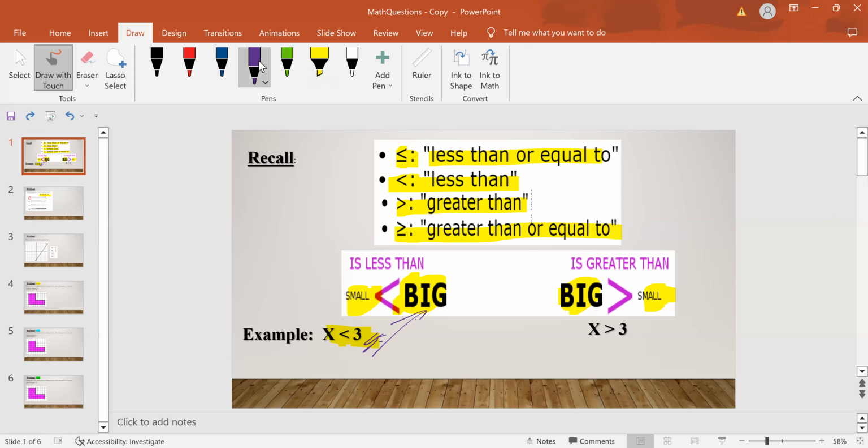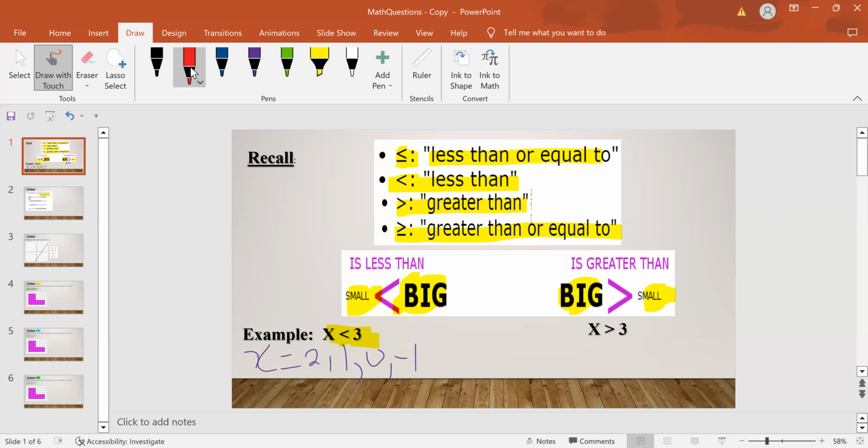Can we find some values that satisfy this inequality? Sure. x can be 2, because 2 is smaller than 3. x can be 1. Yes, 1 is smaller than 3. x can be 0. Yes, it can be negative 1, and so on.